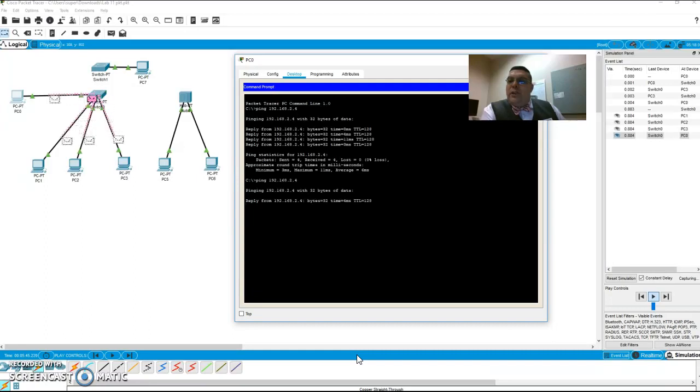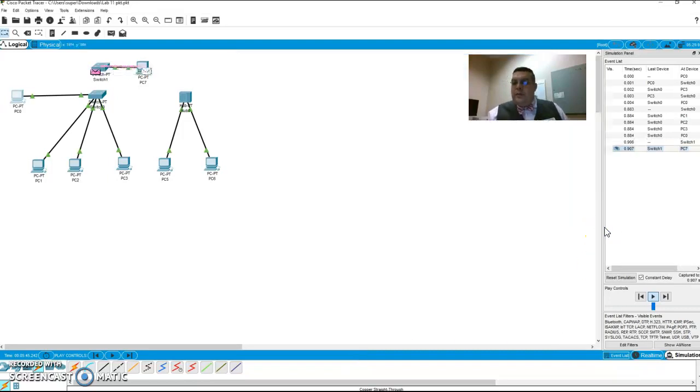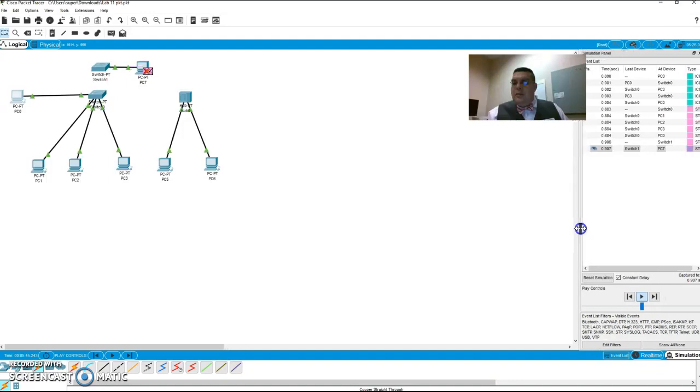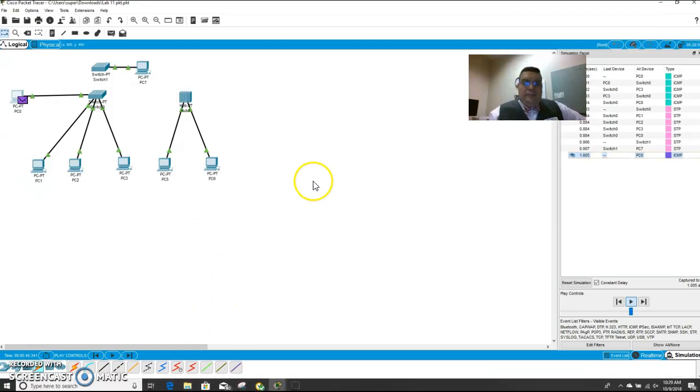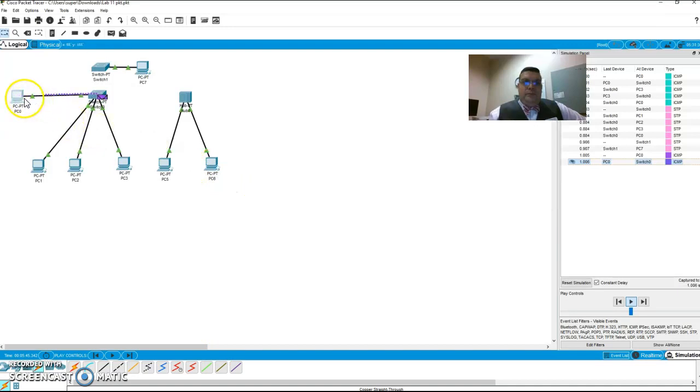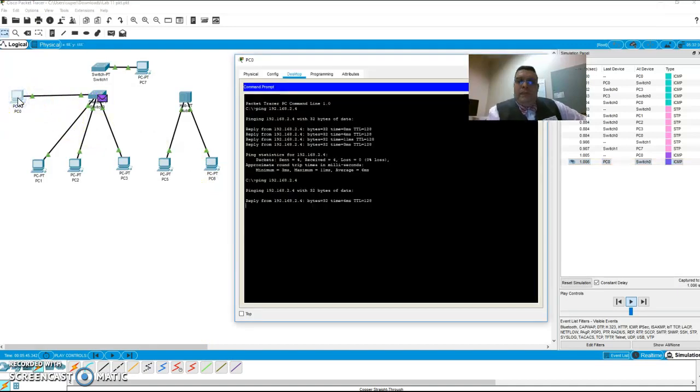Switch 0. I don't know quite what's going on there, but that shouldn't have broadcast out. I guess that's another protocol. Oh, STP. Okay. So it's doing other protocols. We want to pay attention to the ICMP protocol, and that's this guy going on right here.